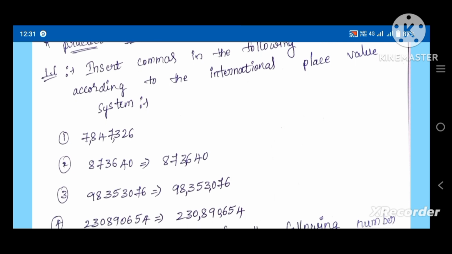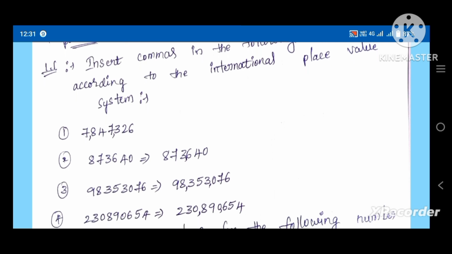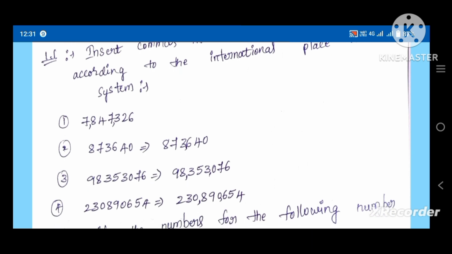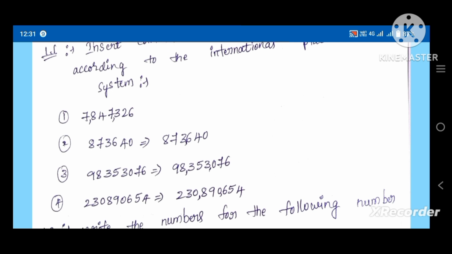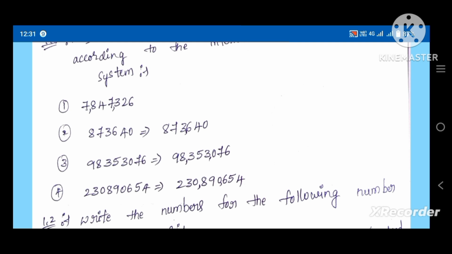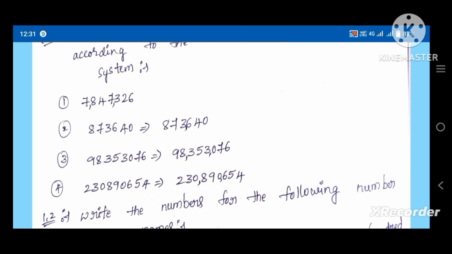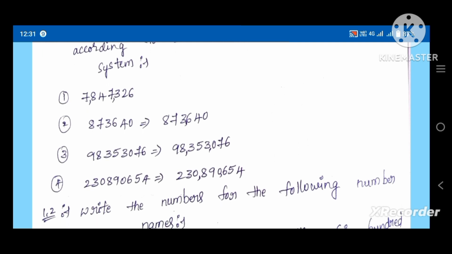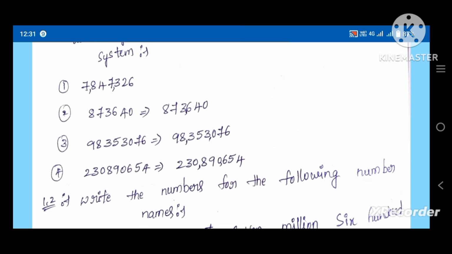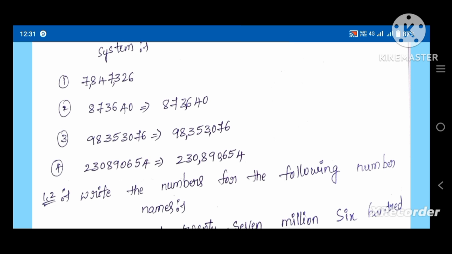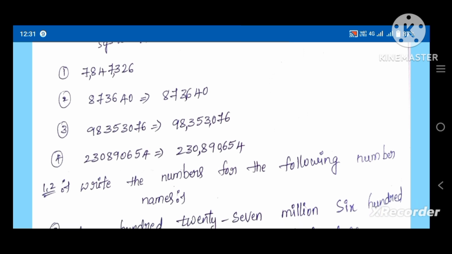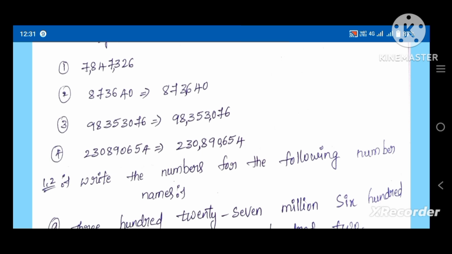7,000,000, first one. 7,847,326, second one. 873,640, third one. 98,353,076, fourth one. 230,890,654.